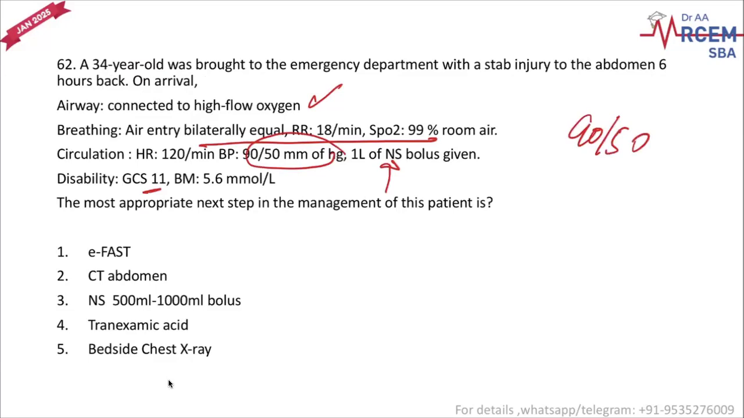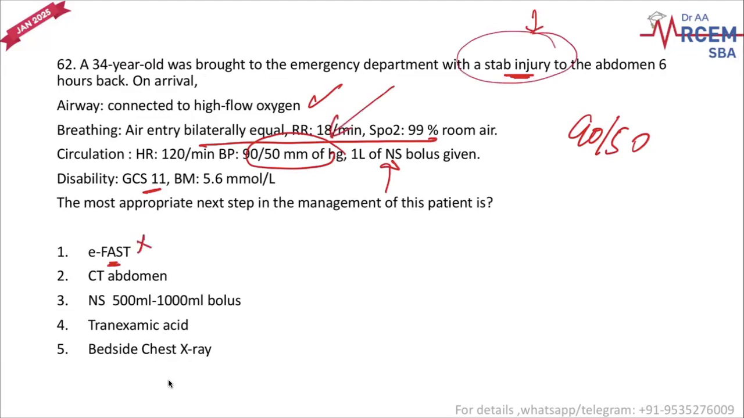Do we need to get an EFAST done? No, it is a stab injury. So what are we doing? In EFAST, we are looking for free fluid, if present, laparotomy. It is not required. There is a direct indication: if the patient has a penetrating injury and is hypotensive, he goes directly to the laparotomy, that is, directly to the operation theater. So this is not required.